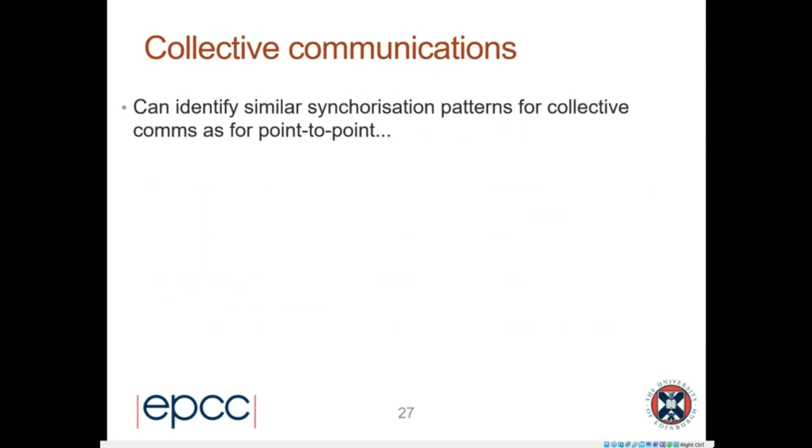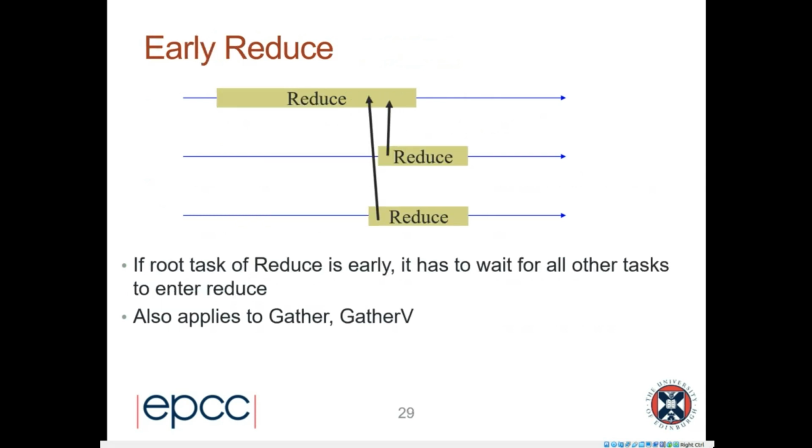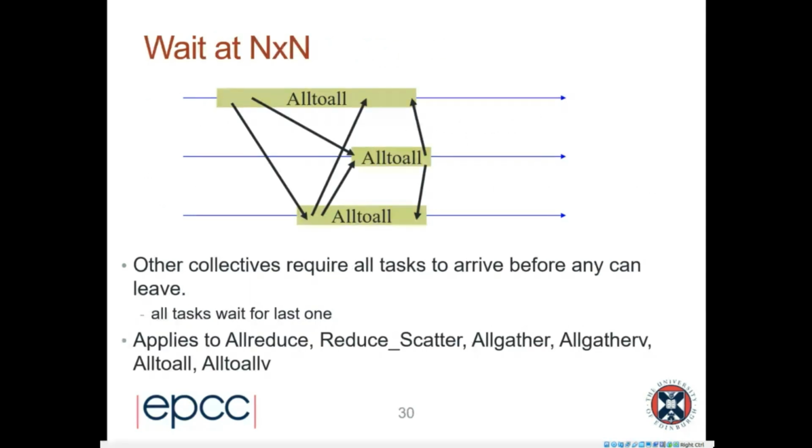I have a lot of these diagrams for collective communications, but they're really just the same. The main one is saying that if processes enter a collective at different times, then there will be a delay. So if you've got a broadcast and the root is late, all other tasks have to wait. A reduction, if you've got a reduce and the other processes aren't ready, it will take time. But to be honest, the real ones where you get this are ones which synchronize, like all to all.